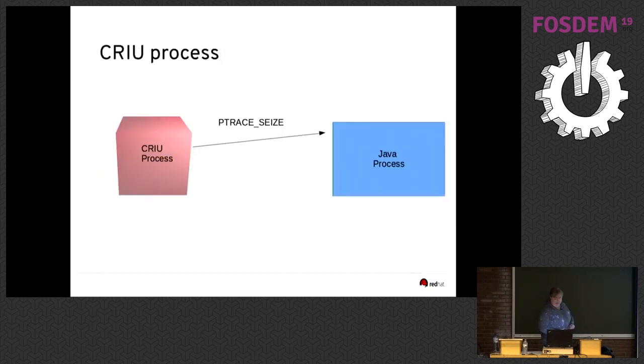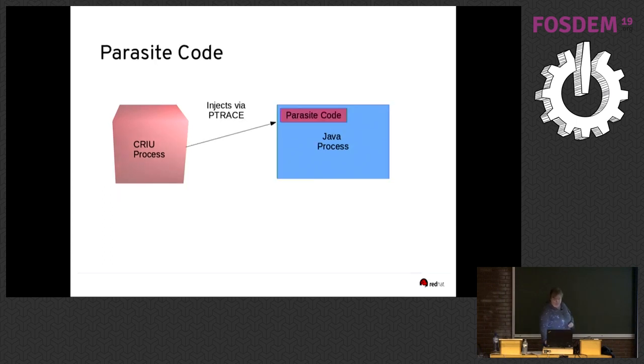All right, so the CRIU process is really cool. It's built on top of ptrace, and it causes a seize that seizes the Java process and stops it. Now, of course, this is recursive, and it seizes all of the threads under the Java process. It then inserts some parasite code into the Java process. And this code now runs with all of the permissions that the Java process had. So it can do anything the Java process could do.